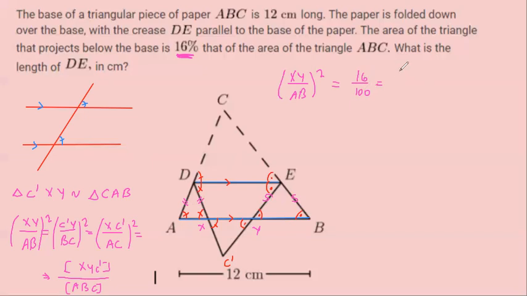And this is basically, I can take the square root after simplifying. So if I take the square root, then XY over AB has to be 2 over 5. Okay, so we got something. This is really important for us to know at this point.